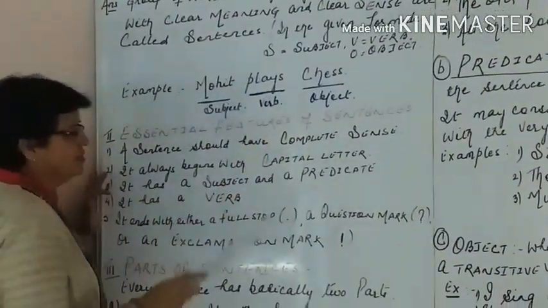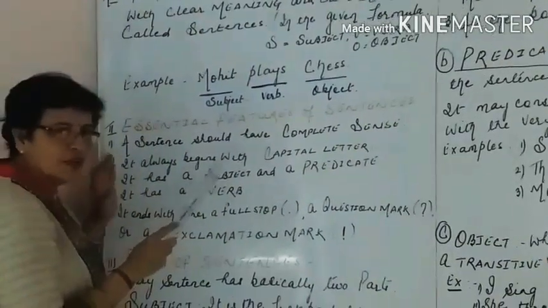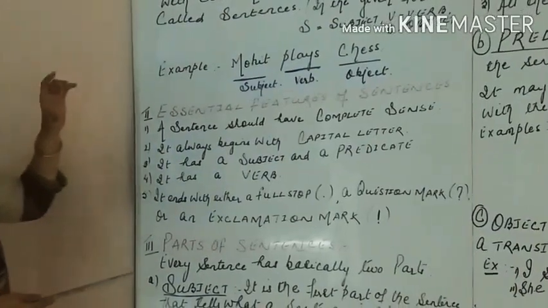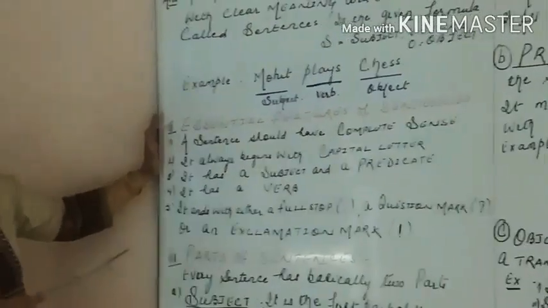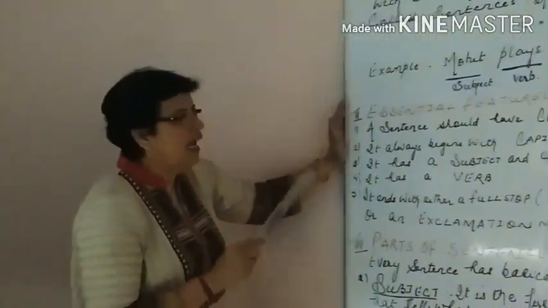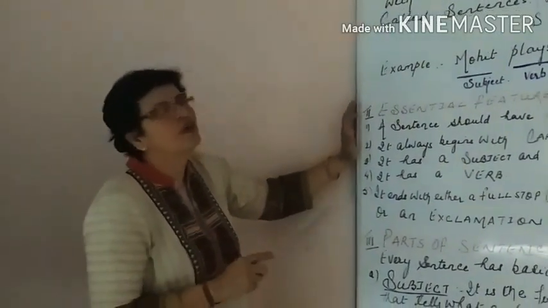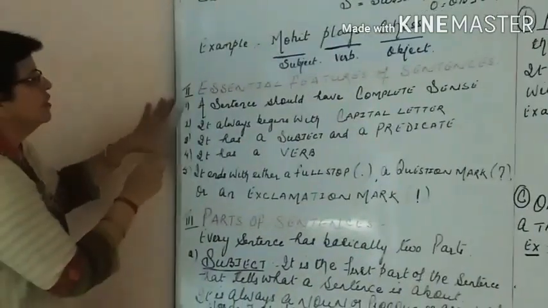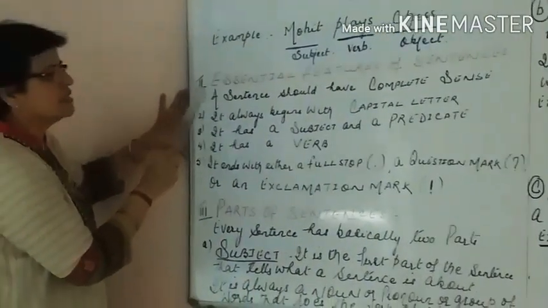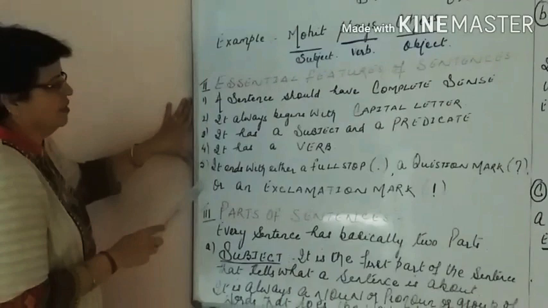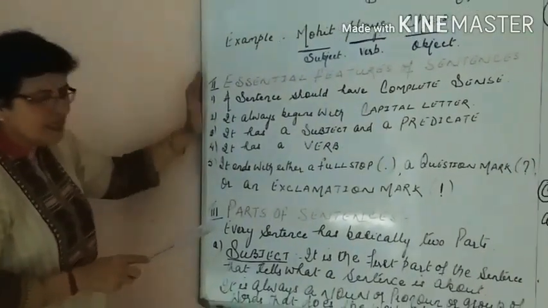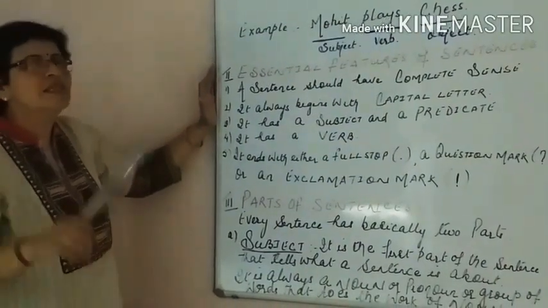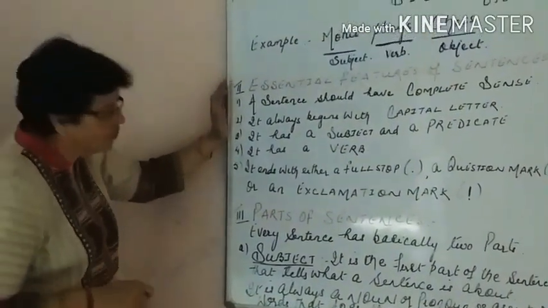Now the question arises, what do we mean by a subject? What is a verb and what is an object? So I am taking up each part of a sentence. I'll be defining it, and then what are the main features of each part. So I start with the second part, the essential features of a sentence. While framing a sentence, there are certain features which we have to keep in our mind, and very systematically we have to follow them also.